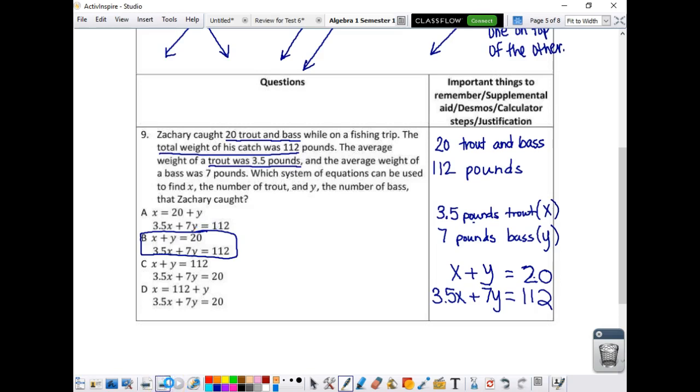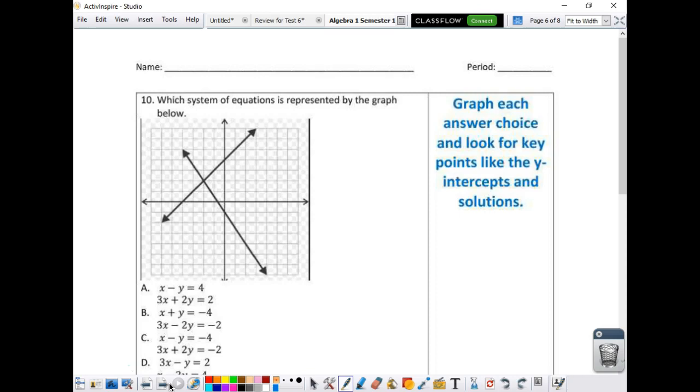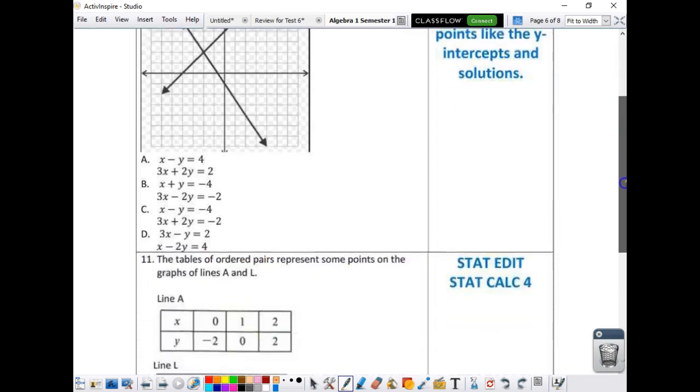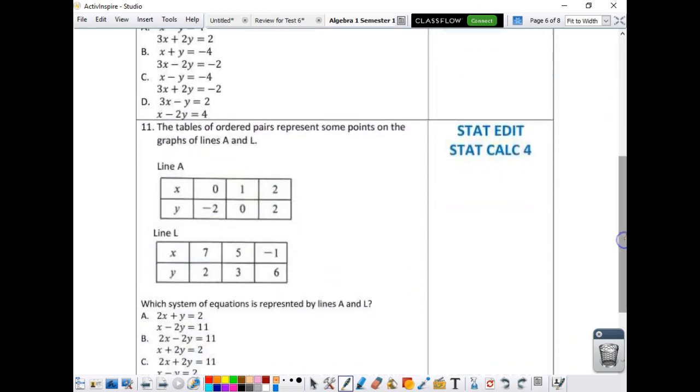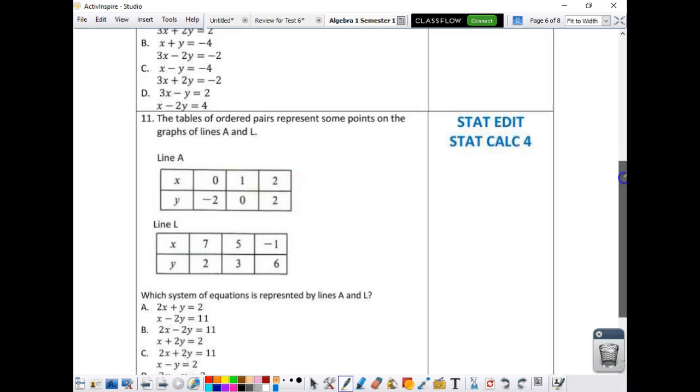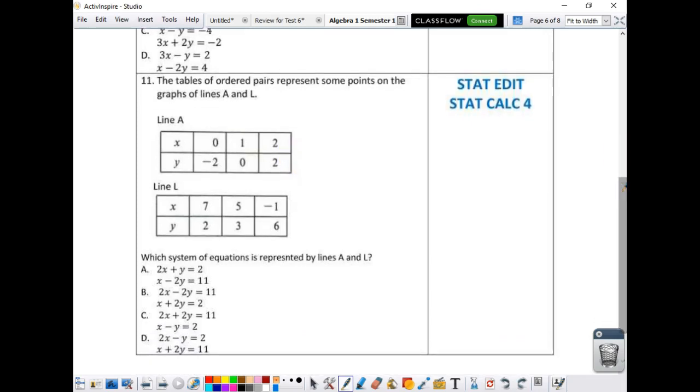All right, number 11. The tables of ordered pairs represent some points on graphs of lines A and L. So here, you're going to use StatEdit and StatCalc 4 to find the equation for line A. And then once you do that, we can do that together.